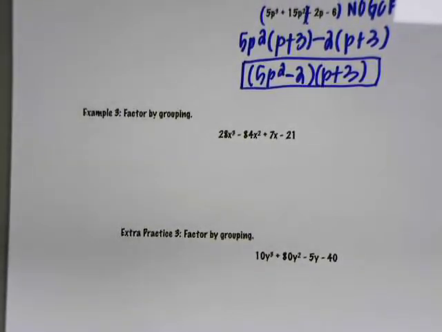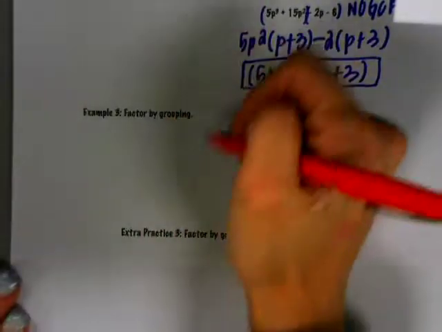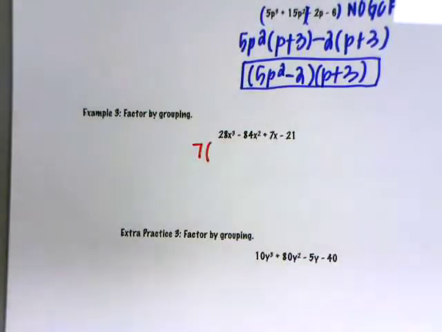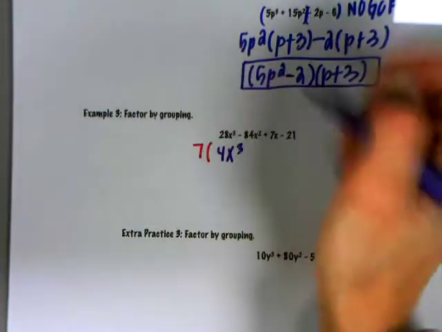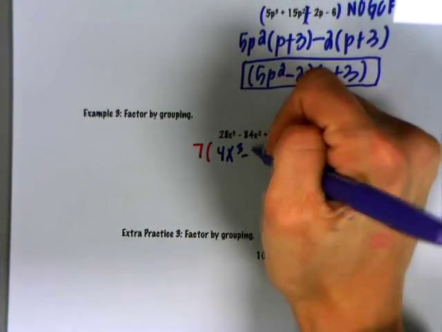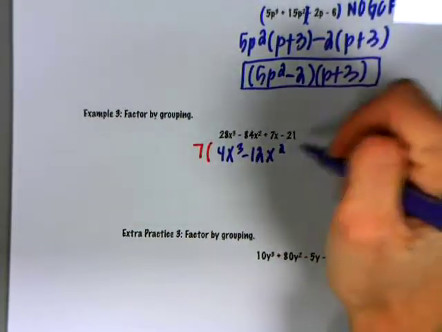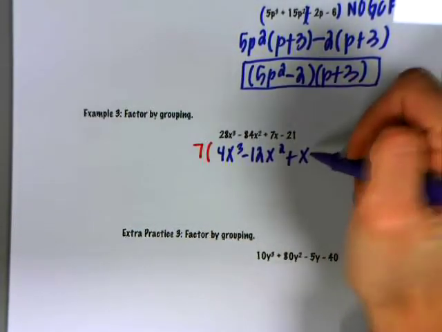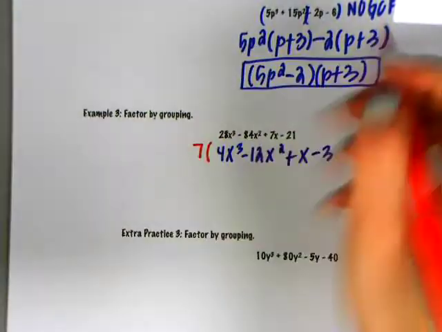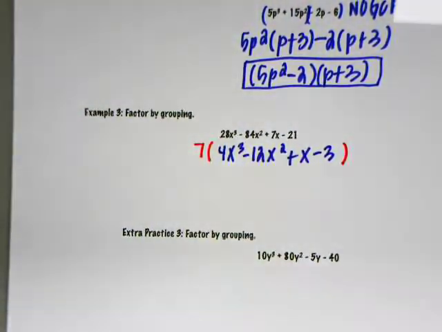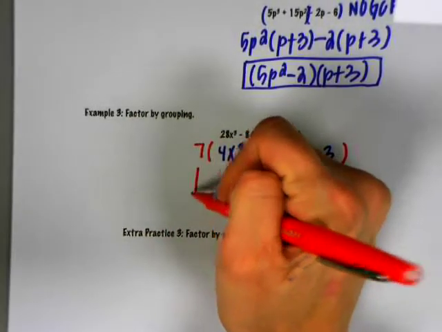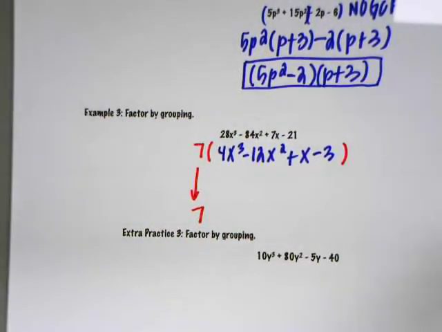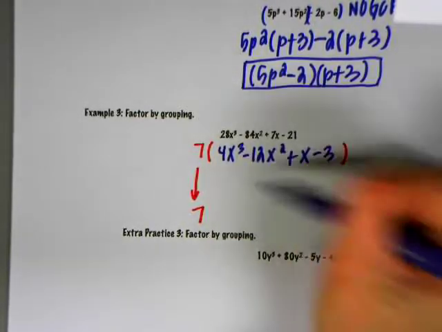Is there a GCF of all of them? Yes. What is it? 7. Okay, so we're going to write out the 7. So that's going to be 4x to the third minus 12x squared plus x minus 3. Okay, so that 7 is just going to carry down to our answer. And we're going to continue doing the same thing with what we have left.